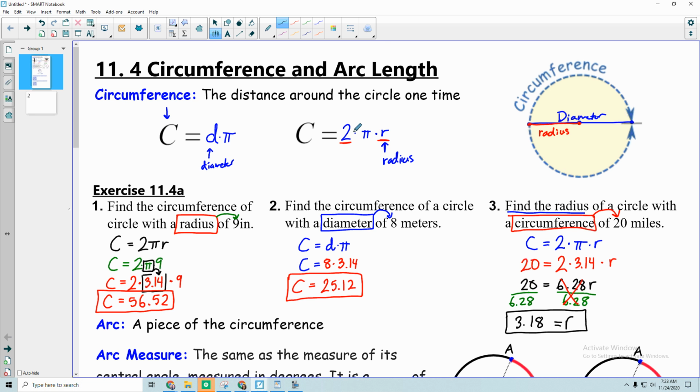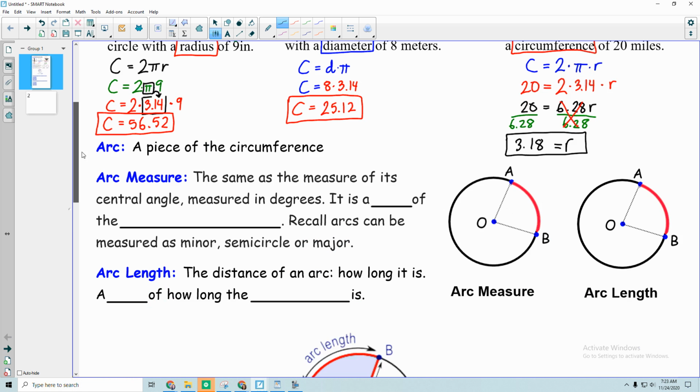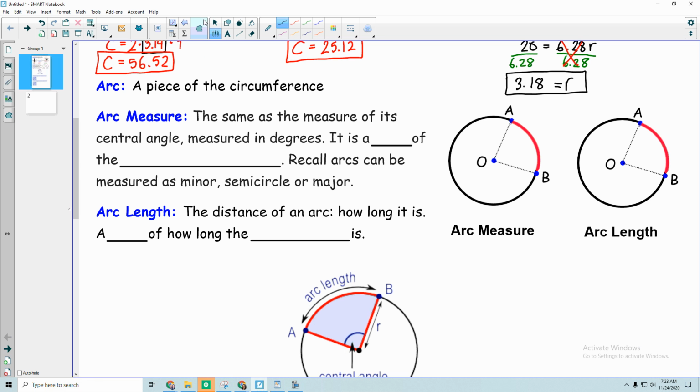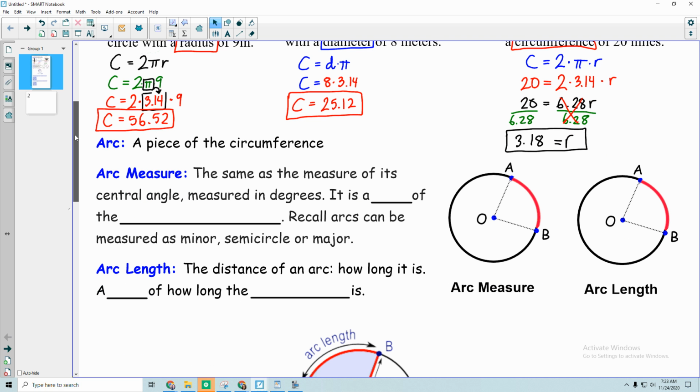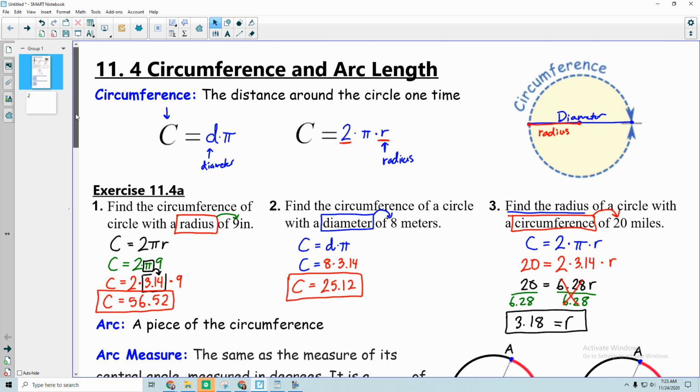The other thing that we're going to cover is arc length. Okay, so before we talk about that, we're going to quickly run through some vocabulary and talk about what an arc is. So we just remember that from the very first lesson, an arc is a piece of the circumference. Okay, so if our circumference is the whole distance around the circle, an arc is just part of that distance. It doesn't go all the way around. It just stops at some point, okay?